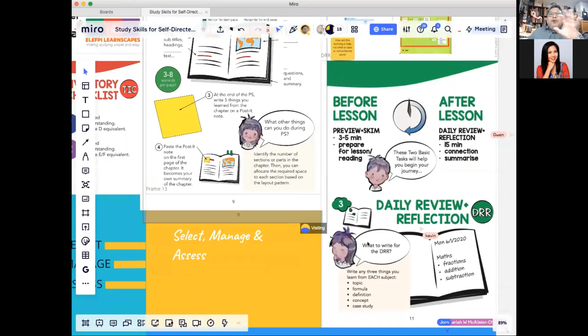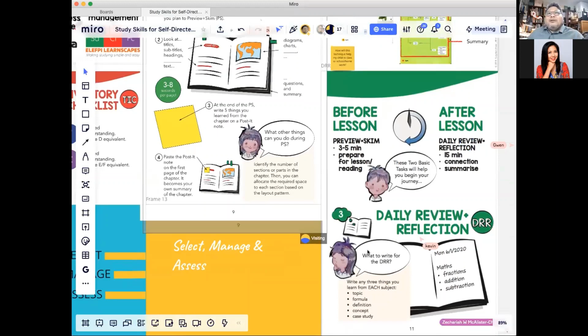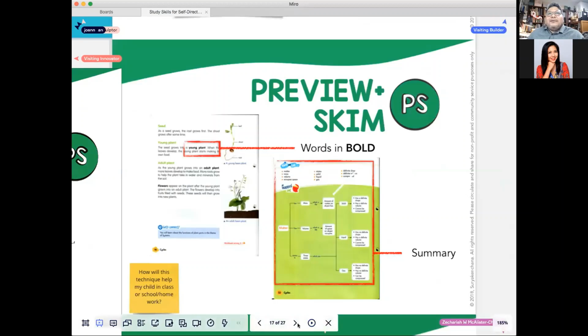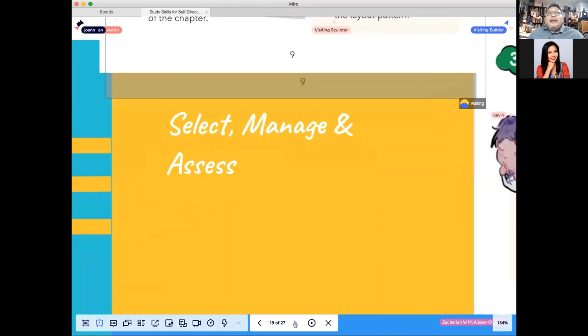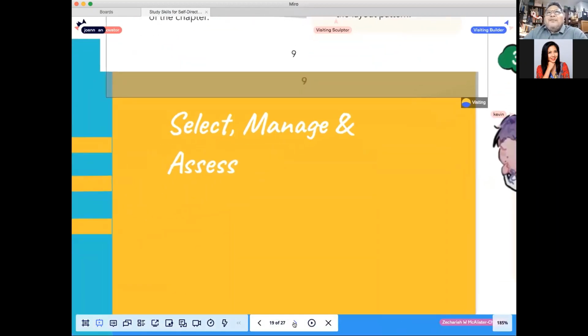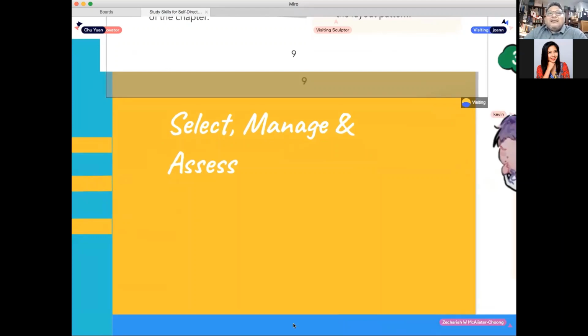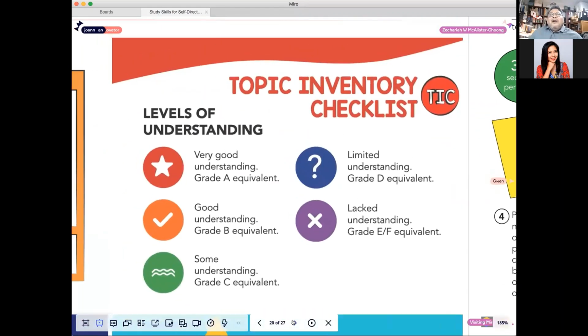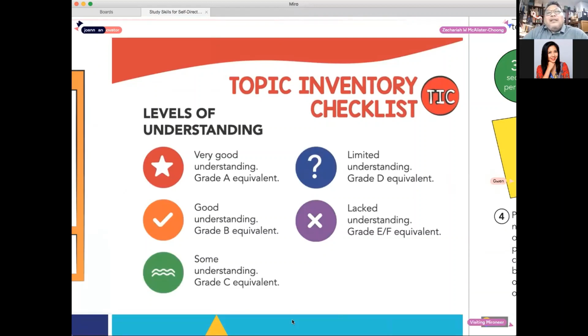And now we go back to share about our range of study skills. So we've done that. And remember the definition of self-directed learning, in which the student needs to be able to select, manage, and assess their own learning. So one of the things that we begin with is definitely helping them to select what they should learn. And for this, we introduce the topic inventory checklist.